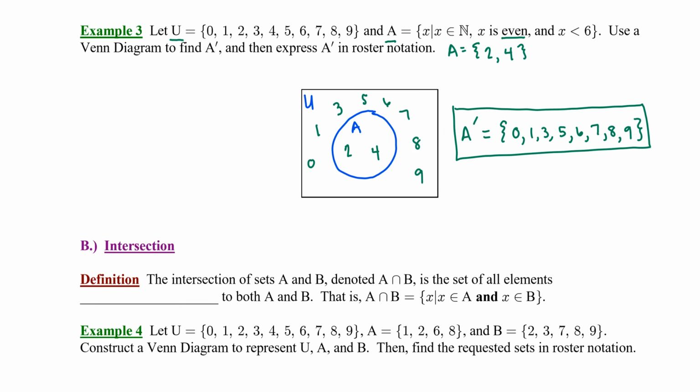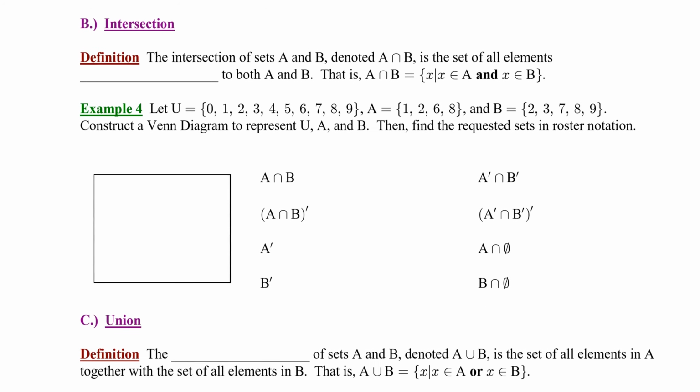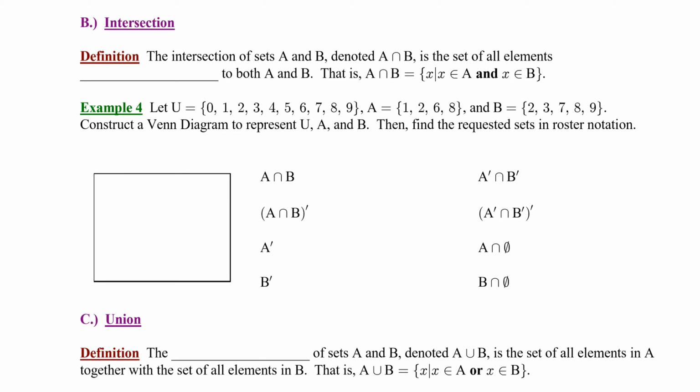So that's one of our simplest operations. We're simply comparing the set A with a frame of reference in the universal set U and looking at all of the elements that are in the universal set that are not in A. The next operation is called intersection. Now, we've already learned a lot of symbols in Chapter 2. We're going to add a few in this section.